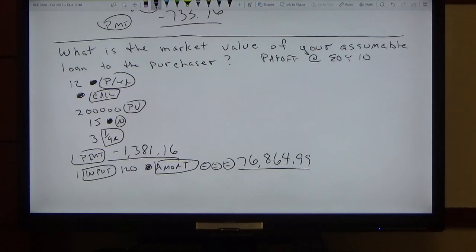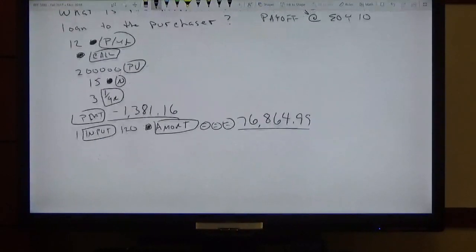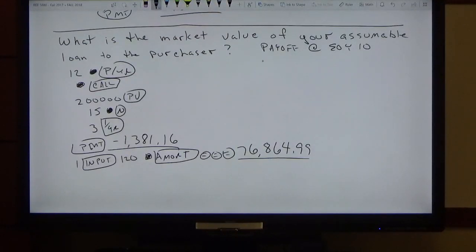Okay, now, what is going to be the prevailing interest rate at that 10th year timeline? 6.5. Okay. New interest rate at end of year 10 is going to be 6.5%. Okay? Everybody kosher with that?